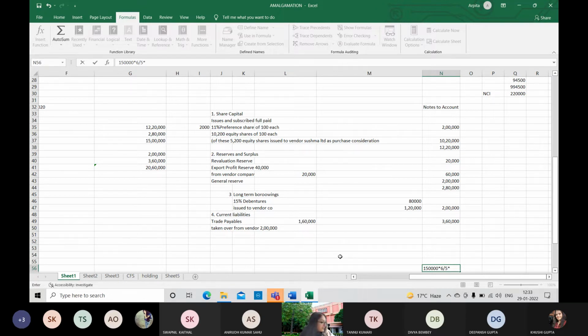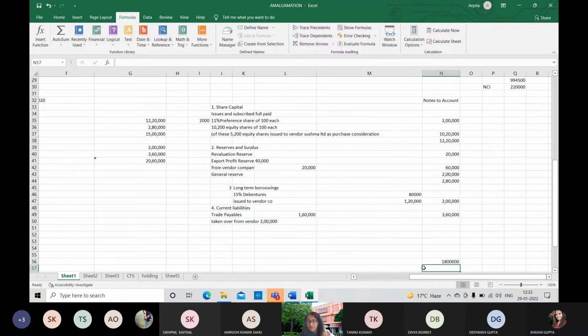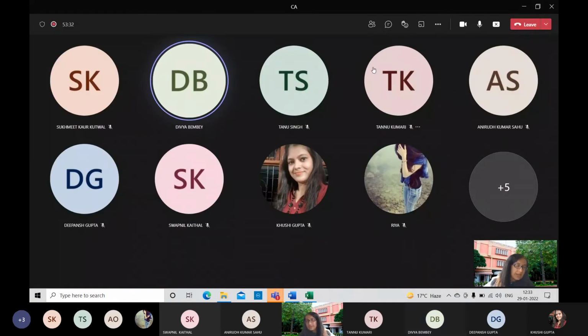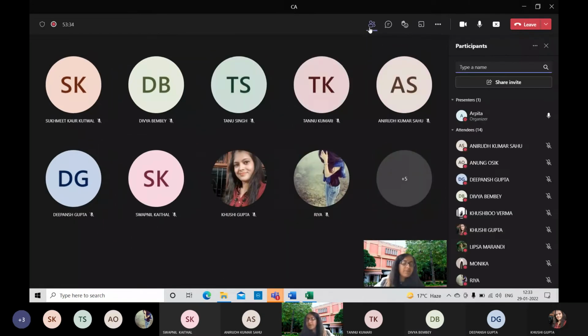1,50,000 shares you have, into 10. This is going to be your answer. How much is your purchase consideration, everyone? Ma'am, 18 lakhs. 18 lakh. Is it clear? Any doubt? This is something we have already done. इसमें मैंने कुछ नया नहीं बताया अभी तक आपको.